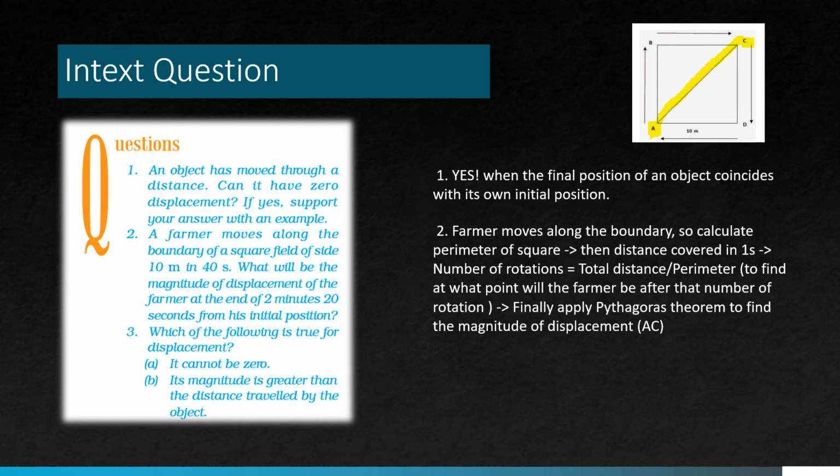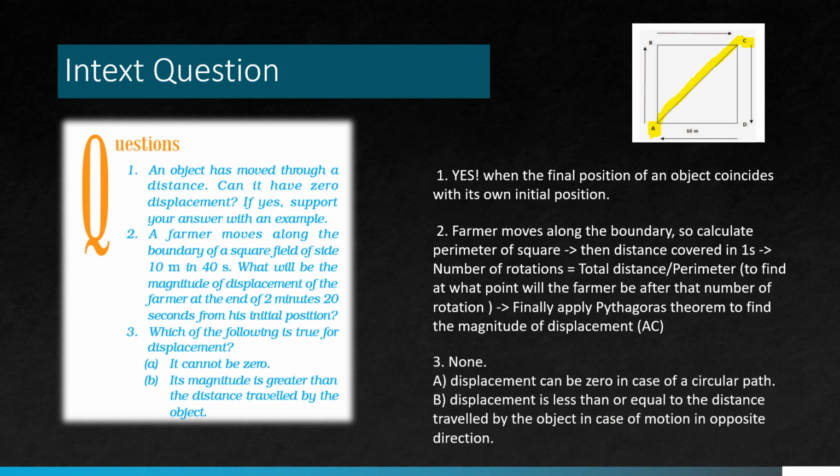Okay, the third question is, which of the following is true for displacement? A, it cannot be 0. B, its magnitude is greater than the distance traveled by the object. We have studied both of these questions in the previous slide itself. So yes, displacement can be 0, and no, the magnitude of displacement cannot be greater than the distance traveled. Okay. Hope you are now clear with the concept of distance, displacement, and all the relationships between them. We will now move forward.